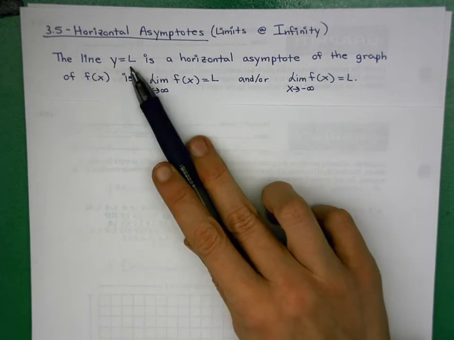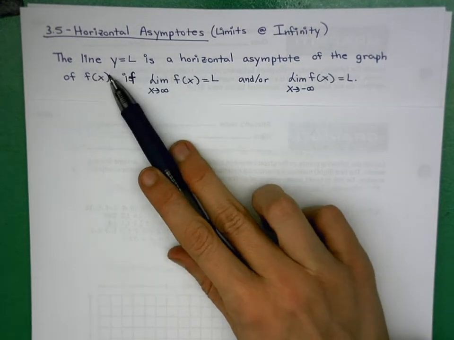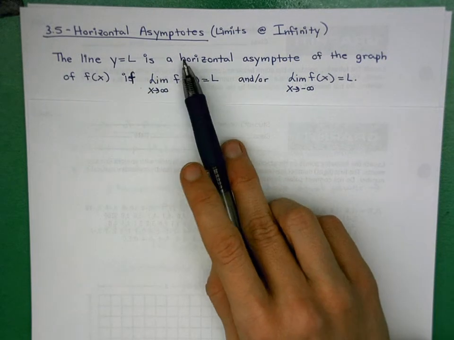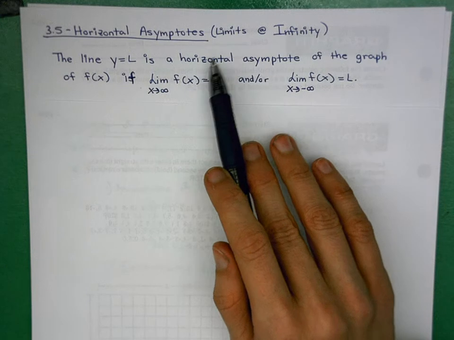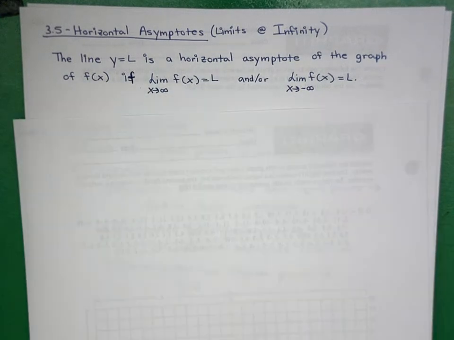And L is some number here. And again, this would be y equals that number because we are a horizontal line. If we were a vertical asymptote, then it would be x equals the number. Okay, but y equals here.